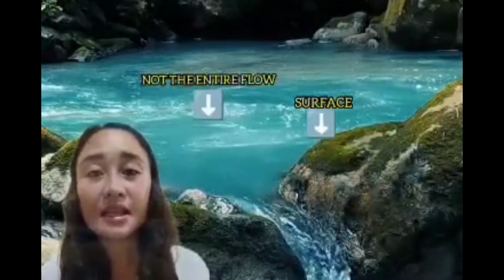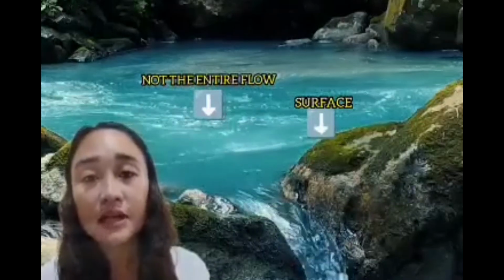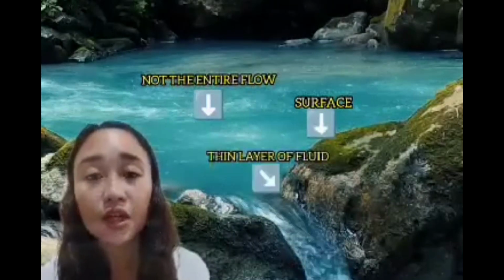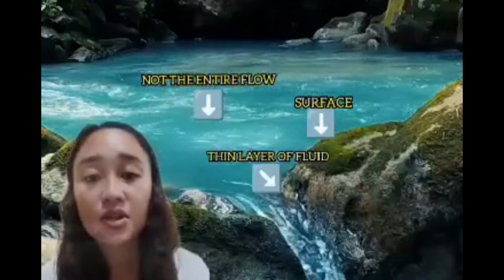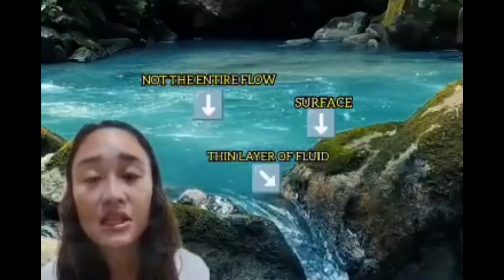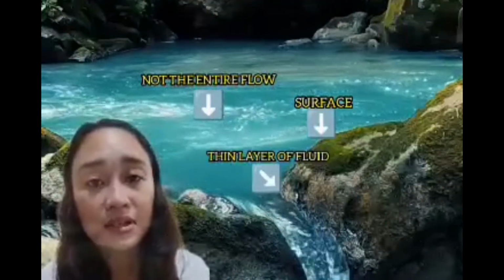Remember, it is not the entire flow near the surface, but rather the thin layer of the fluid that is immediately adjacent to the surface. It is the region where the fluid's velocity is affected by its contact with the surface.